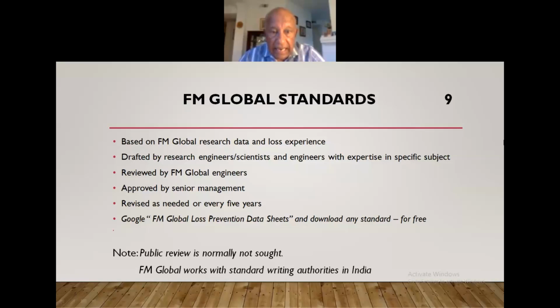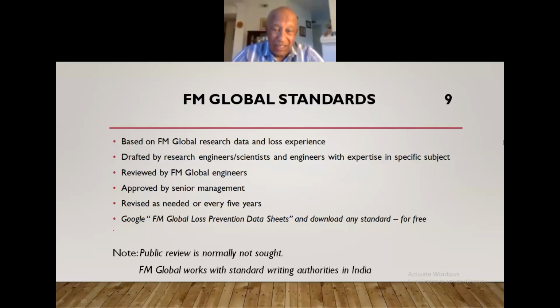Now, all these standards are given to anybody in the world for free. So you can Google FM Global Loss Prevention datasheets and download any standard you want for free anytime you want. We do not use a public review process like other standards because the public doesn't have the engineering experience to be able to review them. And we also work with standard writing authorities in every country, including India, to influence the authorities to incorporate our standards into their standards. And that's an ongoing process.